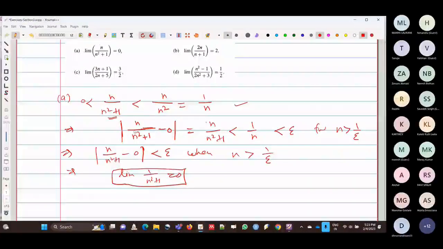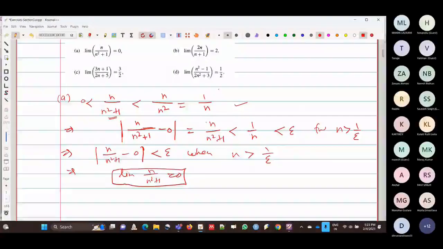Okay, shall we move ahead? Yes, sir. Okay, please respond. Yes, sir. Last line. Sorry? In the last line you wrote 1 by n square plus 1. This is n upon n square plus 1. Okay. So the limit of this equals 0.